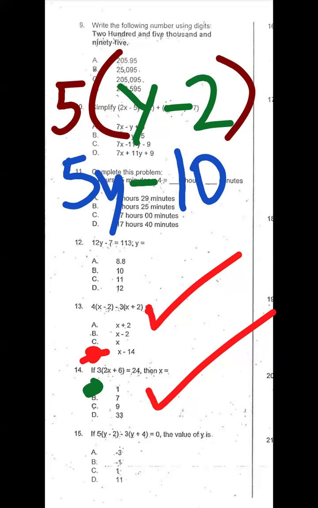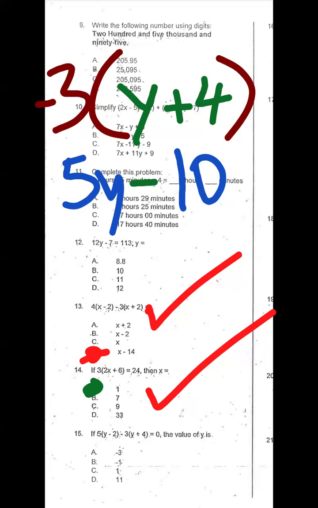Now we have minus 3 times y plus 4. So let's put that here. All right, there we go. Now with a minus 3 times y, we're going to end up with minus 3y. And then, of course, we're going to end up with a minus 12.